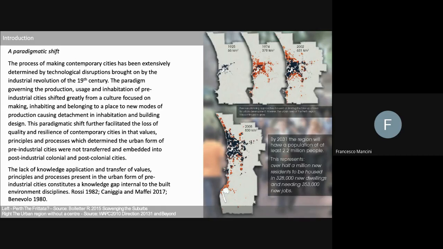This lack of knowledge and application of transferable values and principles, which is present in the urban form of pre-industrial cities, constitutes a knowledge gap for us, meaning that not much attention has been given to the fact that previous theories of the city, looking at historic cities, do not seem to offer too many tools for contemporary development of the city. So that's where our research is placed at the moment.